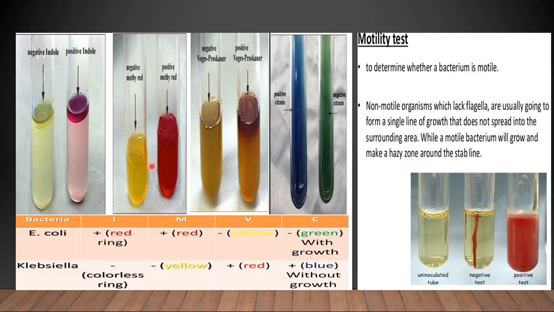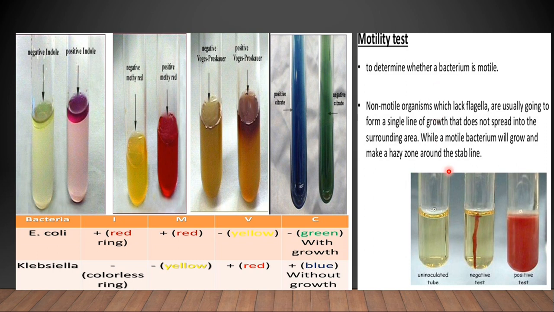Then coming to the methyl red, here you can see the whole media turned red after adding the methyl red reagent, and the Klebsiella is going to be yellow, that means negative. And here in Voges-Proskauer, E. coli is going to give the negative test, whereas Klebsiella is going to give the red. Even coming to the citrate test, the green color is negative and the blue color is positive. So Klebsiella is going to give the blue, so that is positive, and E. coli is giving the negative. So that's how, depending upon the biochemical reaction also, we can identify the specific microorganism.